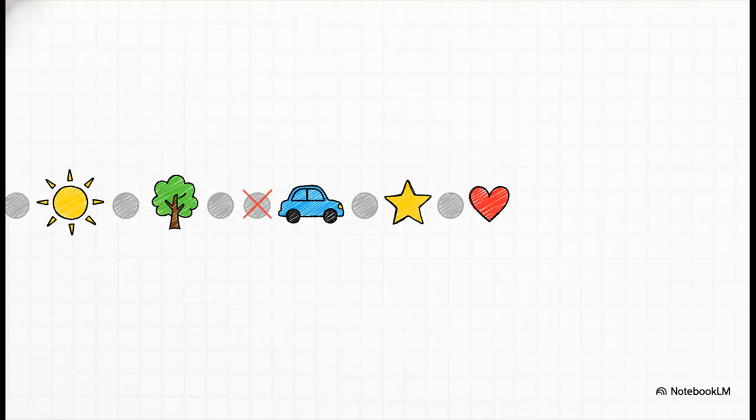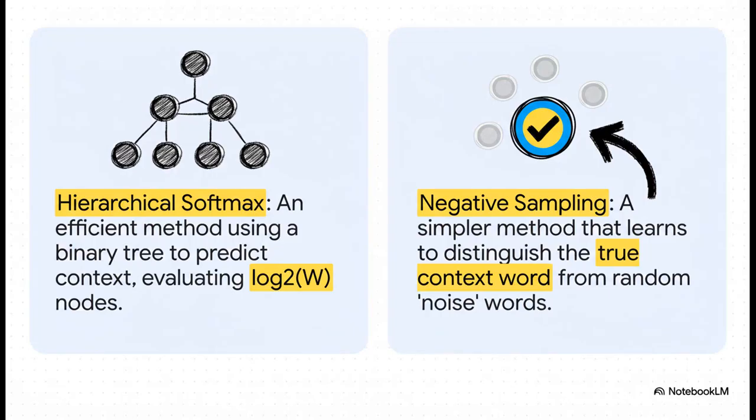I mean, think about words like "the" or "in." They're everywhere, but they don't tell you much about the specific meaning of a sentence. You can imagine the model would waste a ton of energy just learning that the word "the" shows up next to, well, pretty much everything. So the first clever trick was something called subsampling, which basically tells the model to strategically ignore a bunch of these super common words.